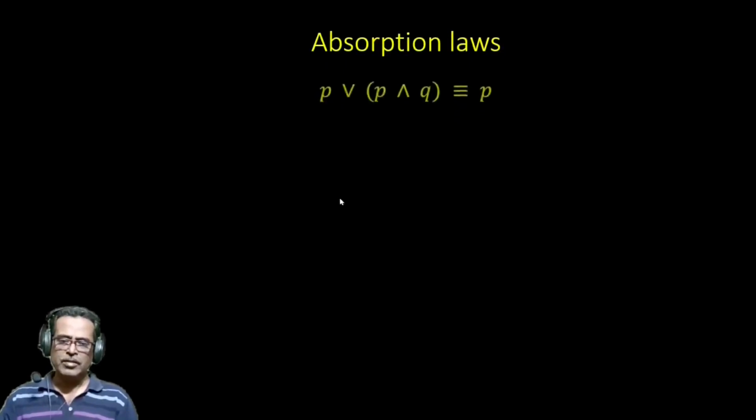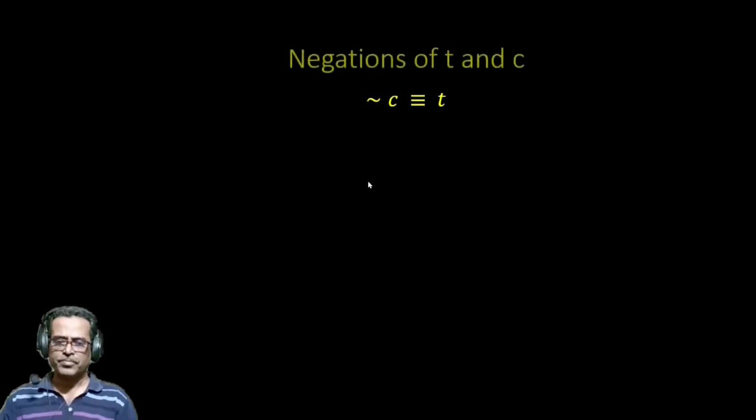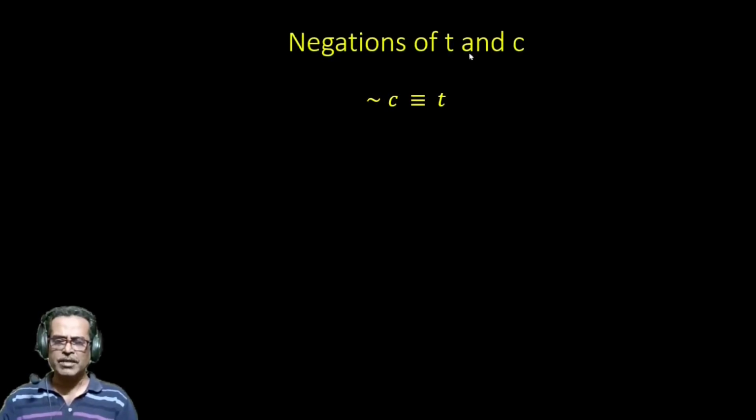Absorption law. This is also important. P or P and Q is equal to P. So Q will be absorbed. So it is called the absorption law, the law of absorption. P and P or Q is equal to P. If it is or, then it will be and; if it is and, it will be or. Combining these two, Q will be eliminated or absorbed. Negation of T and C: negation of C is equal to T and negation of T is equal to C.